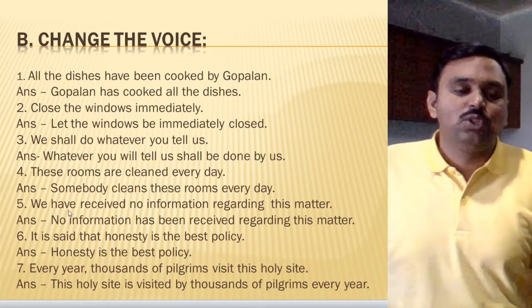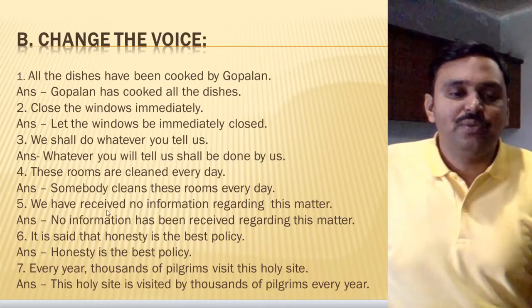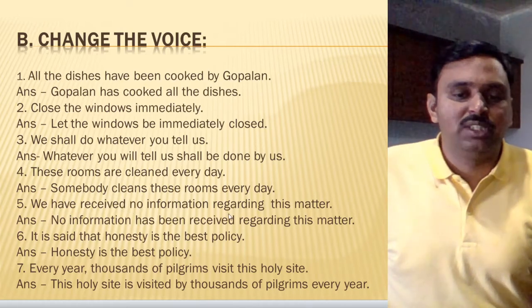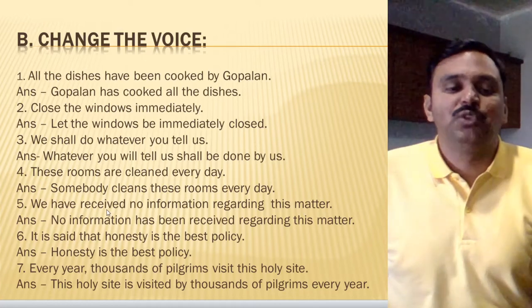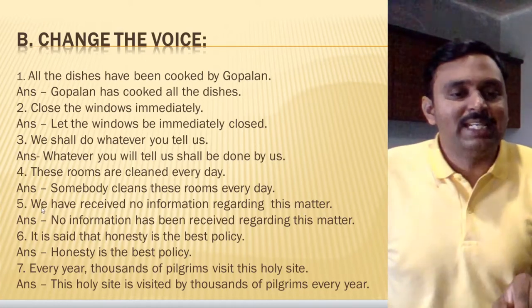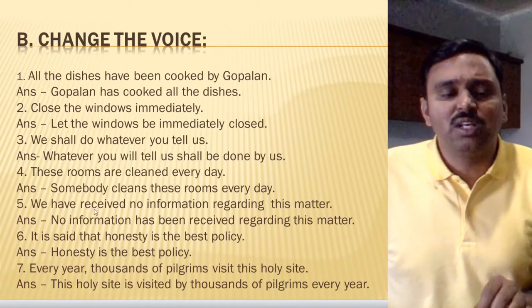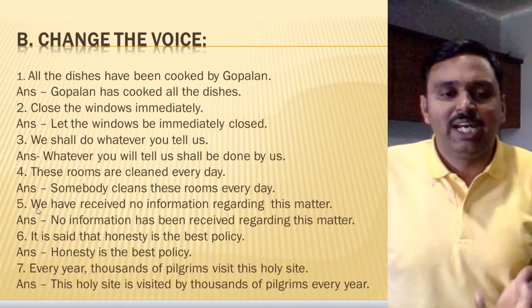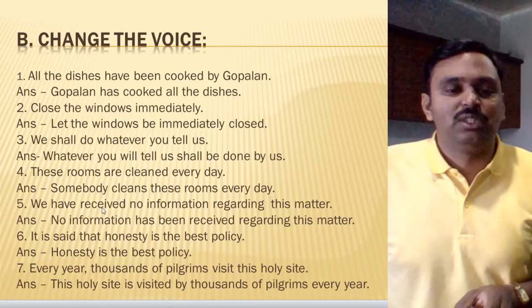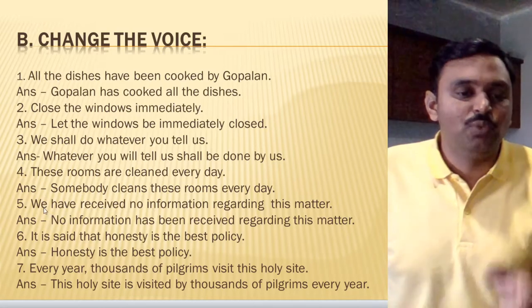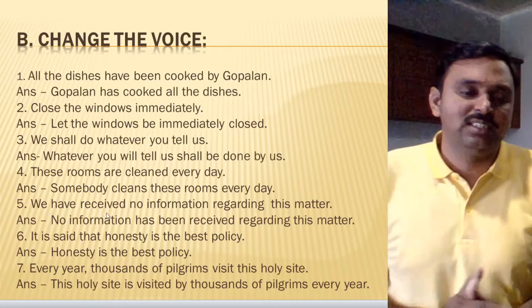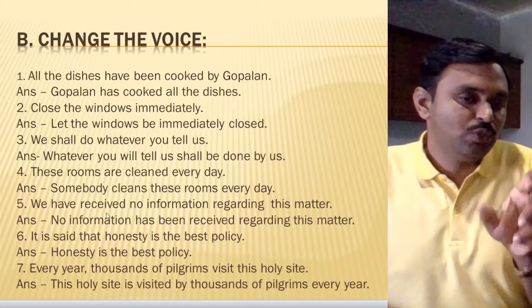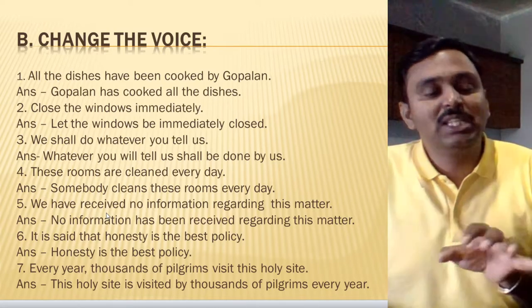Alright, let's go to the fifth example. We have received no information regarding this matter. So again it is an example of active voice, because the subject we is acting on the verb. We is the subject, and what has it done? It has received information, so it is doing the action. So we is the subject, receive is the verb. So it is active voice. And the to be form, like been, have been, is not used there.